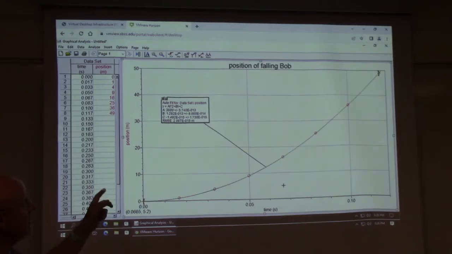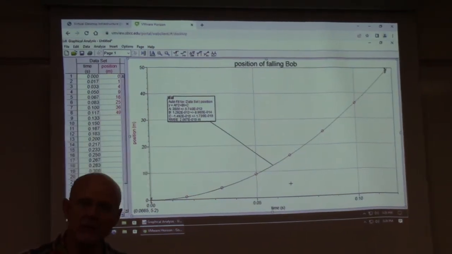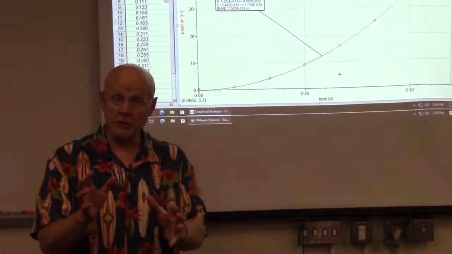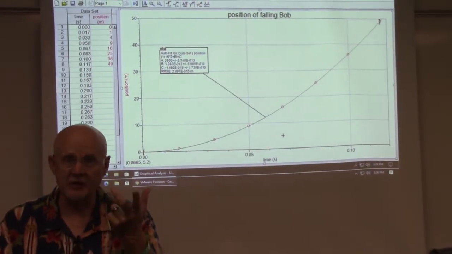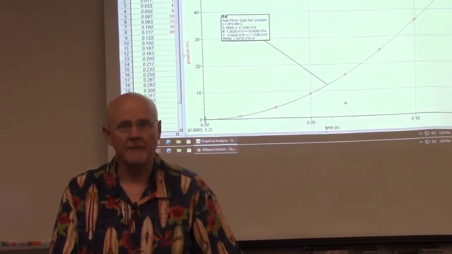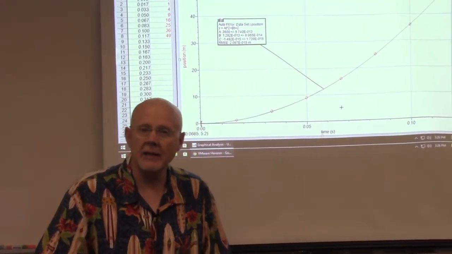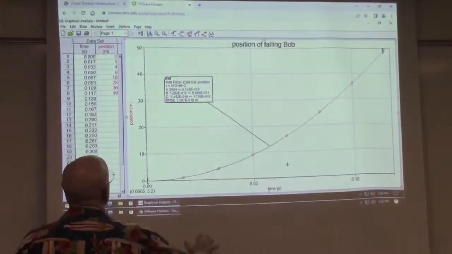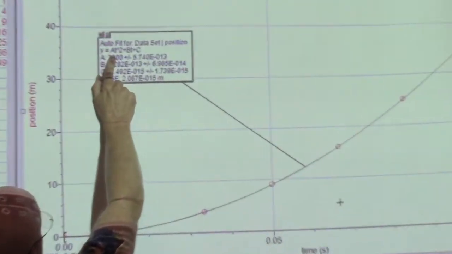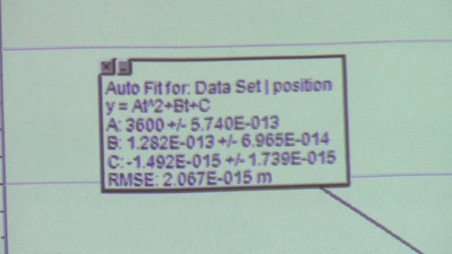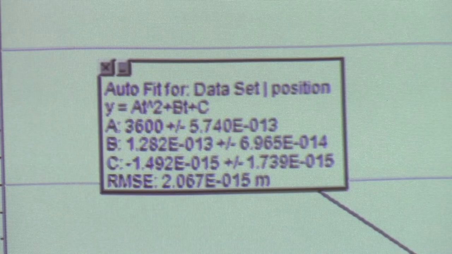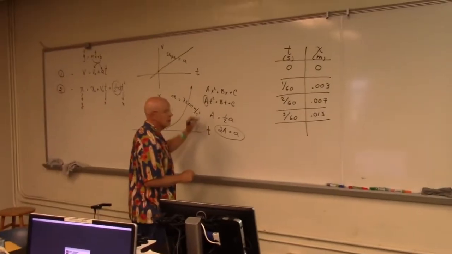Now, that being said, this right here proves, as I said, 2 things. Let's take a close look at it. Does it match a parabola? Yes. So it's constant acceleration. 2, does it come out to be about 9.8? Well, let's look. So here's that A I was talking about. It's 3,600. If I double that, I would say the acceleration is 7,200 meters per second squared.